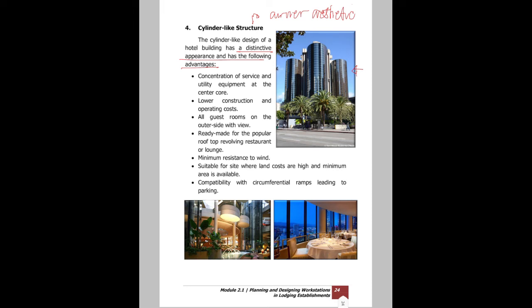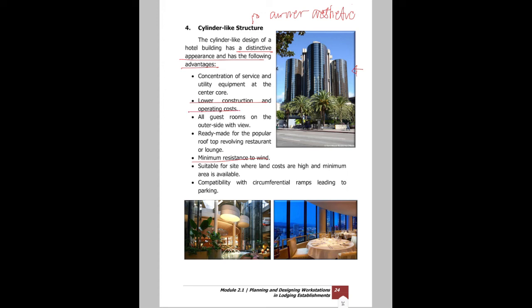So, si cylinder structure, it is a tube shape of a cylinder that has an interesting contrast. Okay? Meron siyang kakaiba talagang itsura. And usually, ang materials na mga ginamit talaga dito is eco-friendly din siya. At the same time, sabi dito, minimum resistance to wind. Okay, ayan yung ilan sa kanyang mga advantages. Lower construction and operating costs.